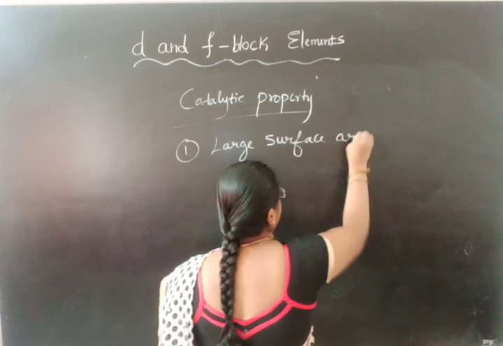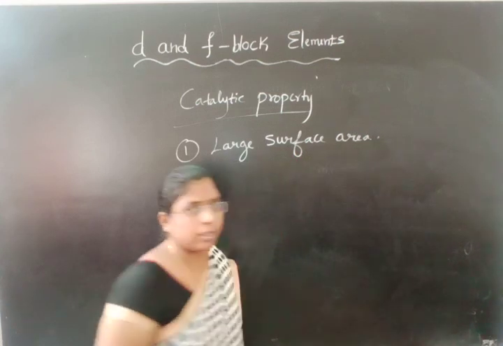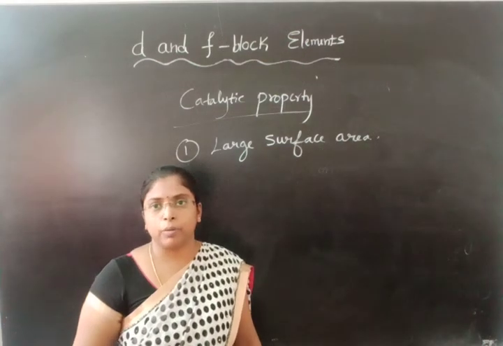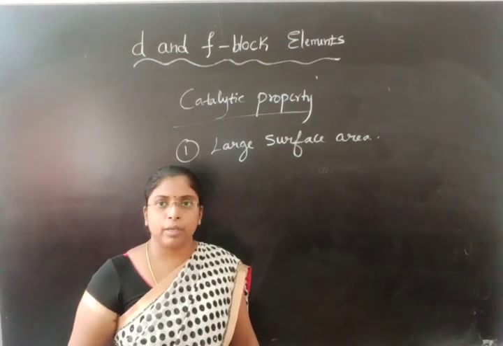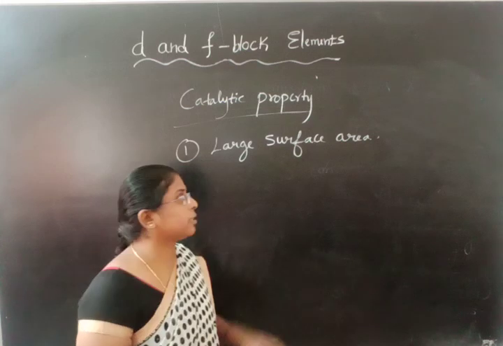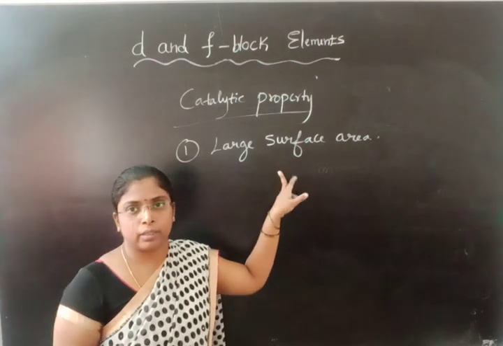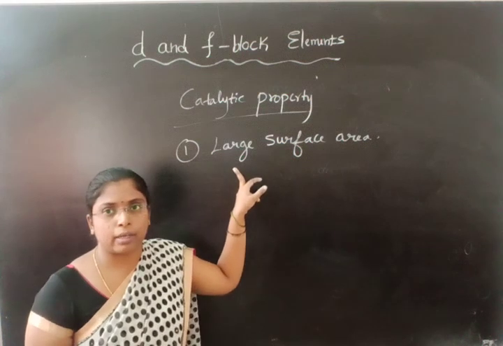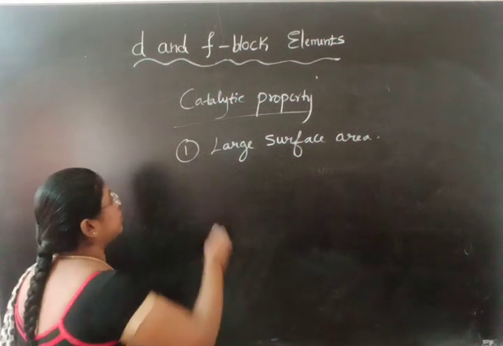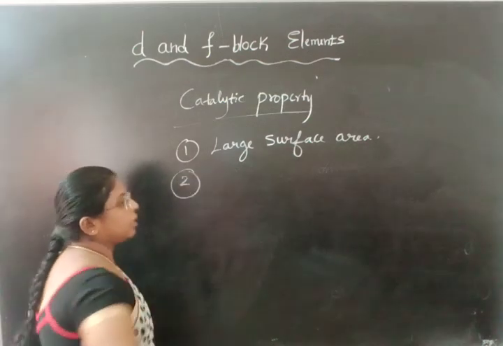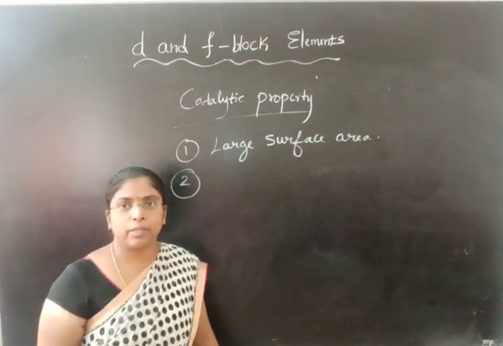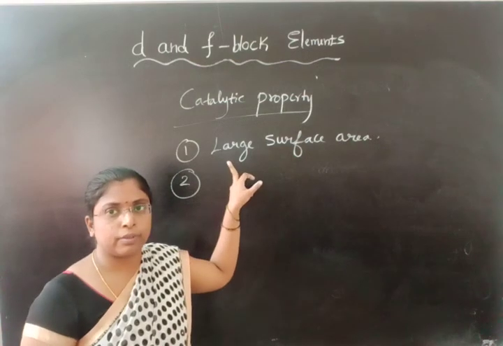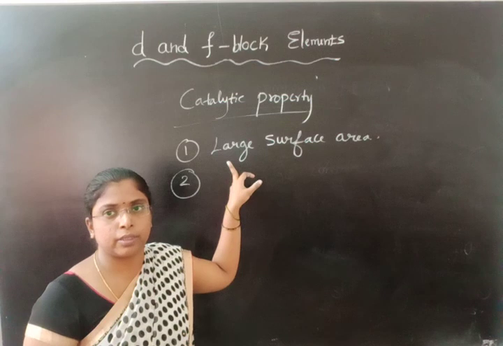How to increase the surface area? We have just now used nickel, platinum, palladium. It is made into a finely divided powder. When you make the finely divided powder, its surface area increases, its active sites increase, hence it acts as a good catalyst. To form a large surface area, we have to convert that solid into finely divided powder. Hence its surface area increases. First reason is because of its large surface area.